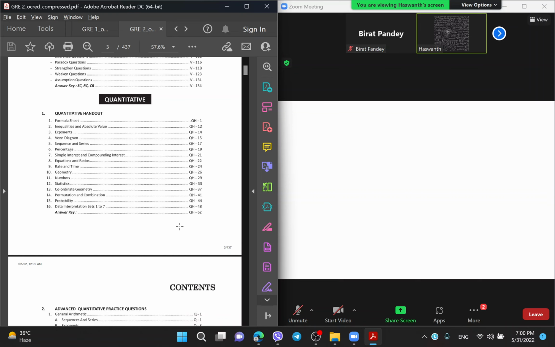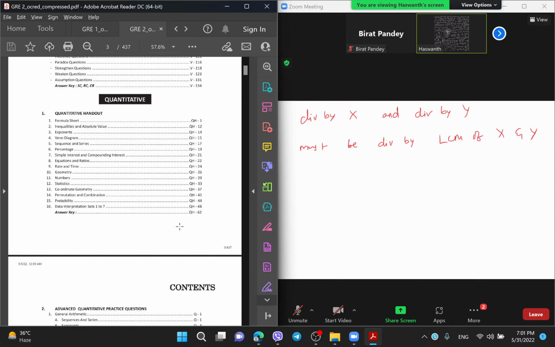Next one. If a number is divisible by x and divisible by y, then the number must be divisible by the LCM of x and y. No need to be the product.